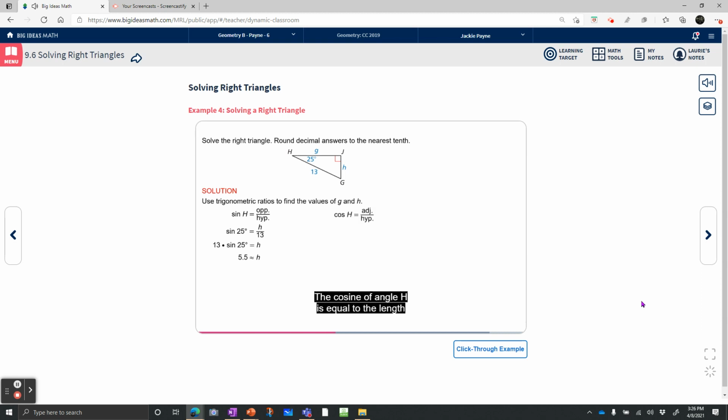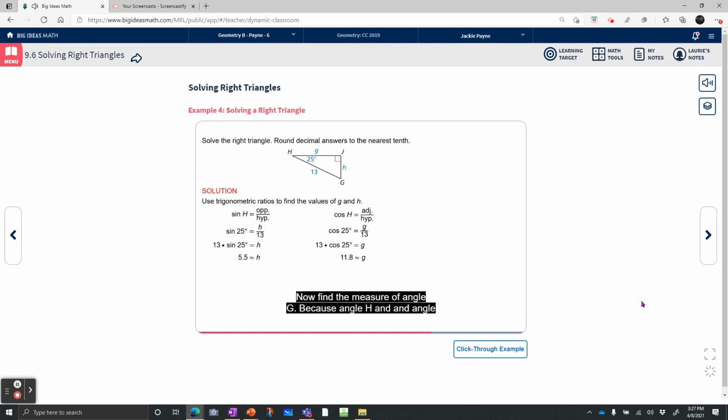The cosine of angle H is equal to the length of the adjacent leg divided by the length of the hypotenuse. The measure of angle H is 25 degrees, the length of the adjacent leg is G, and the length of the hypotenuse is 13. So you have the equation, the cosine of 25 degrees equals G divided by 13. To solve for G, multiply each side of the equation by 13. This gives you 13 times the cosine of 25 degrees equals G. Using a calculator, you get 11.8 is approximately equal to G.